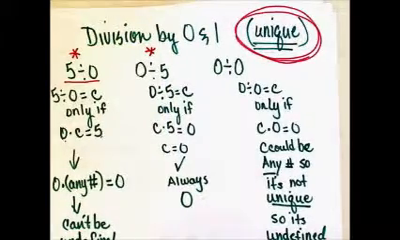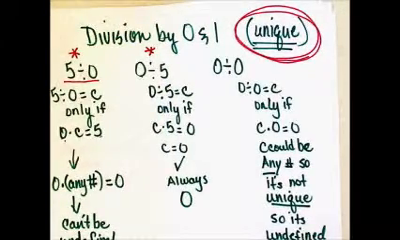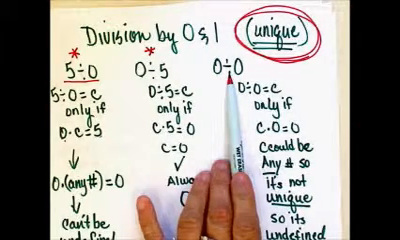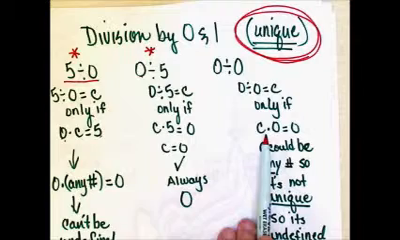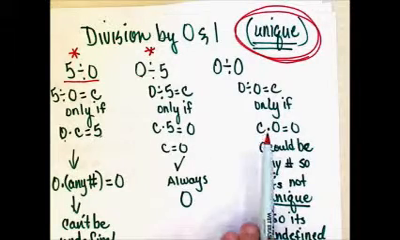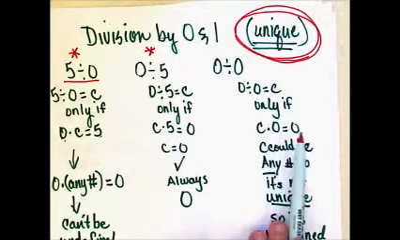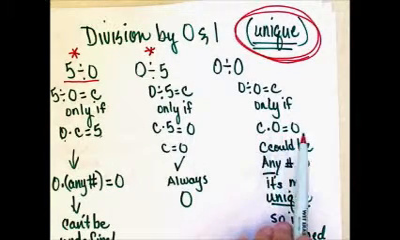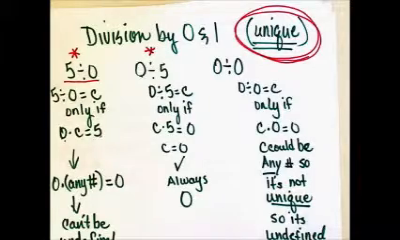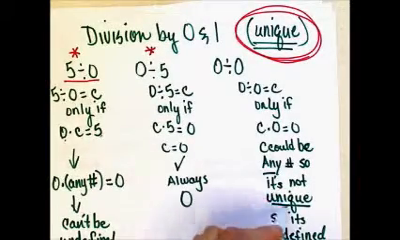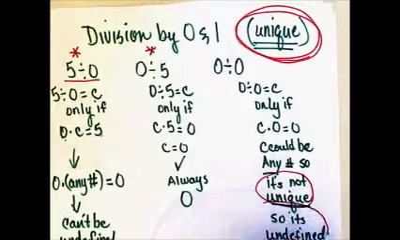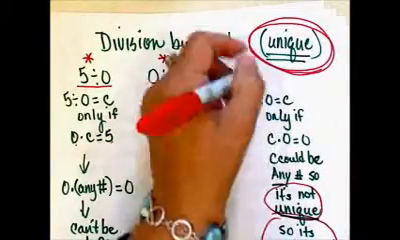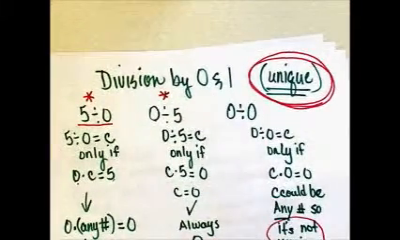Okay? Now, what about the case when 0 tries to divide by 0? Well, let's go back and look at the related multiplication fact, which says that some number times 0 would be 0. Now, that's a true statement, because I could take any number times 0 as 0, but it's not unique. So if it's not a unique number, then it's not defined, or it's undefined.